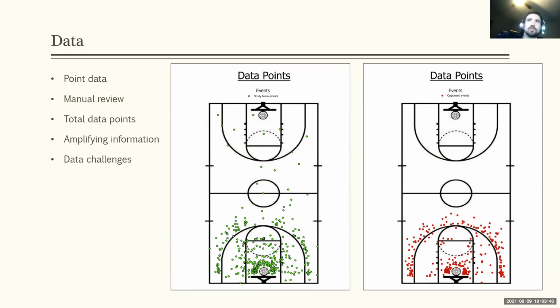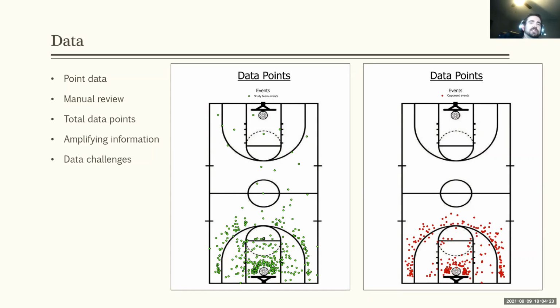I ended up with over 1,000 discrete events, individual events, and each event had about 13 fields of amplifying information filled out, ranging from who the player was associated with the event, like if it was a shot, how much was it worth, did they make it, what kind of defense was being played, some other things. So all in all, I had over 1,000 data points and over 13,000 fields I filled out manually. And that was the main data challenge. It was very time consuming. Spent probably 50 or 60 hours just watching tape and entering events into ARC.